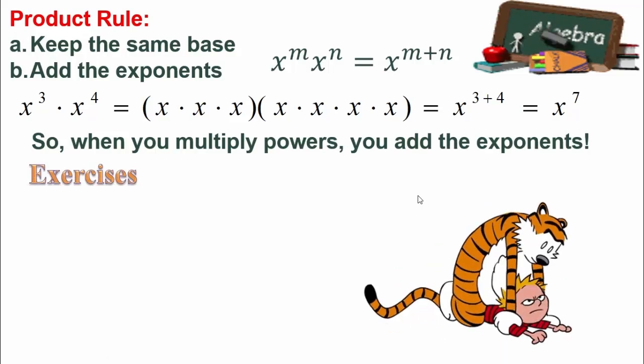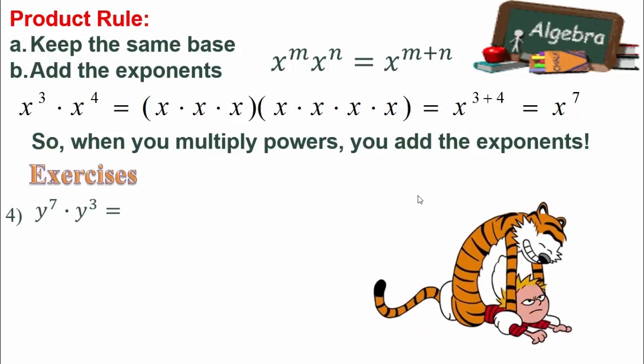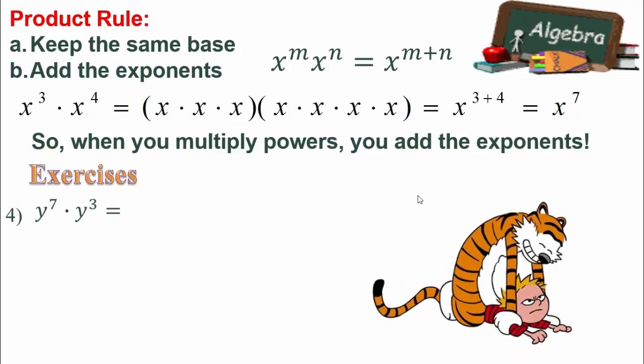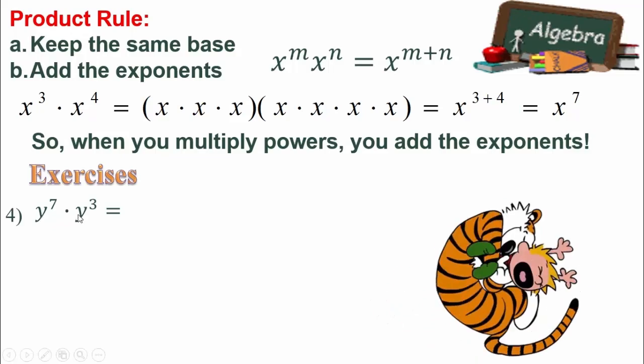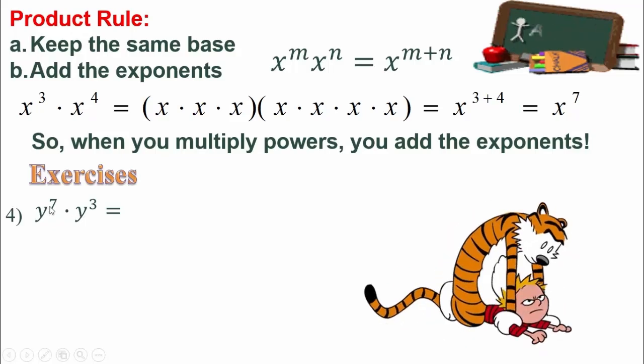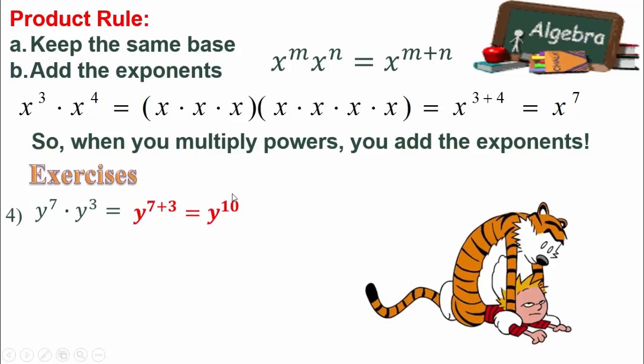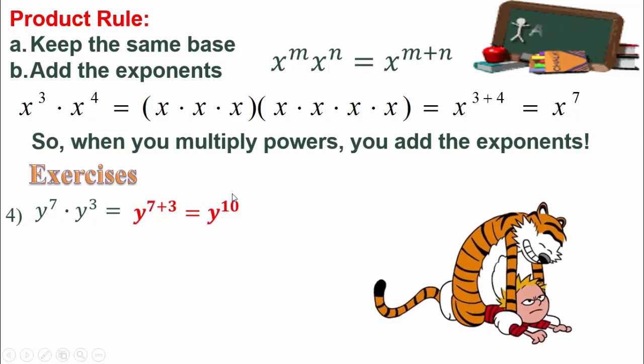So let's look at a few exercises. Here we have y to the 7th times y to the 3rd. As I said, when the y is the same, we just have to add up these exponents. Of course, 7 plus 3 is equal to 10. So we get y to the 10th.